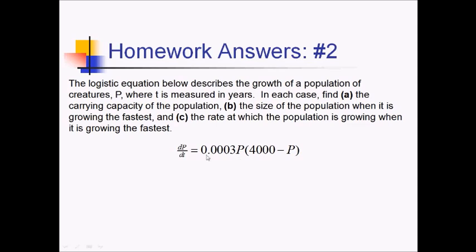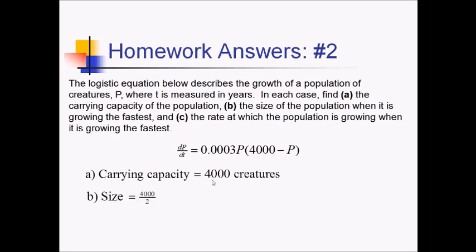For number 2, we've got a differential logistic equation giving us the rate of change for population of creatures. And we want to know, first off, the carrying capacity of the population. Since we're already in kP(M − P) form, carrying capacity is just going to be this M value right here, 4,000. And then the size of the population when it's growing the fastest, that's always half the carrying capacity. So for size, we've got half of 4,000, which is going to be 2,000 creatures.